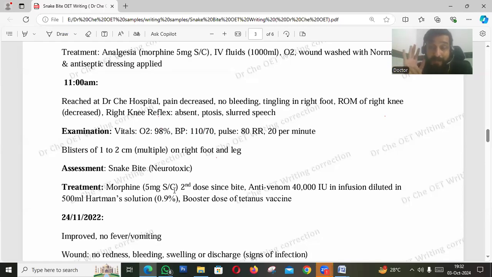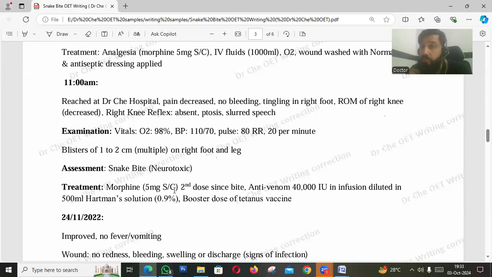Now, your letter has become long. You have 10 a.m., 10:30 a.m., 11 a.m. Then what happened to the patient on 22nd, 21st? Okay, what happened on 22nd is important. So what you can do is write all these, 10 a.m., 10:30 a.m., 11 a.m., in one paragraph, concisely, just the important things. Then you will write what happened on 21st, then what happened on 22nd, and then what is the patient's condition today. So you need to decide according to the situation. Okay, there is no fixed rule in OET. Do you understand, doctor, what I mean?